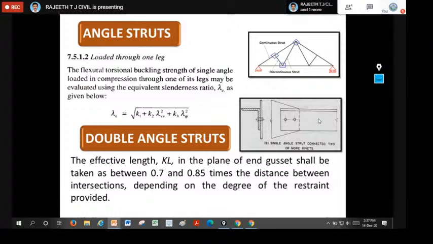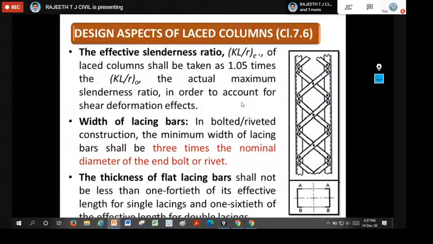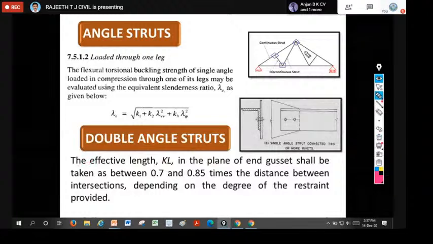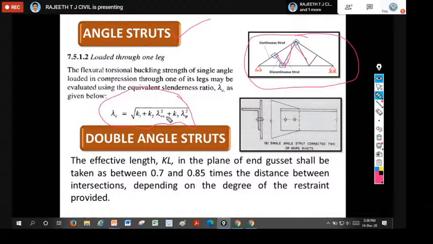Move on to the angle struts. For an angle strut, this is the formula. If they ask, you should remember this. The member which carries compression in the roof truss, we call it an angle strut. When you provide only a single angle section, the equivalent slenderness ratio should be calculated using this formula according to the code. When a double angle strut is used, you can calculate the equivalent slenderness ratio, lambda.